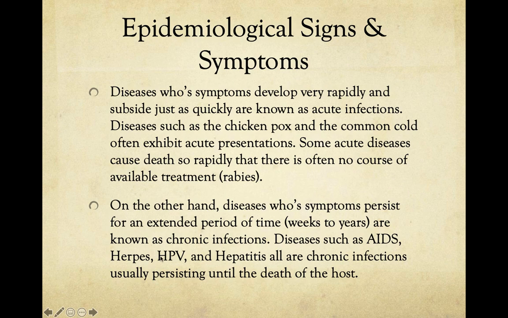On the other hand, you can have a chronic disease presentation, and these are things that can last your entire life or months at a time. Herpes, HPV, hepatitis, AIDS, things that last for years, that come back over and over again. Sometimes they will last up until the point of your death. These are called chronic, things that continuously come back over and over again.